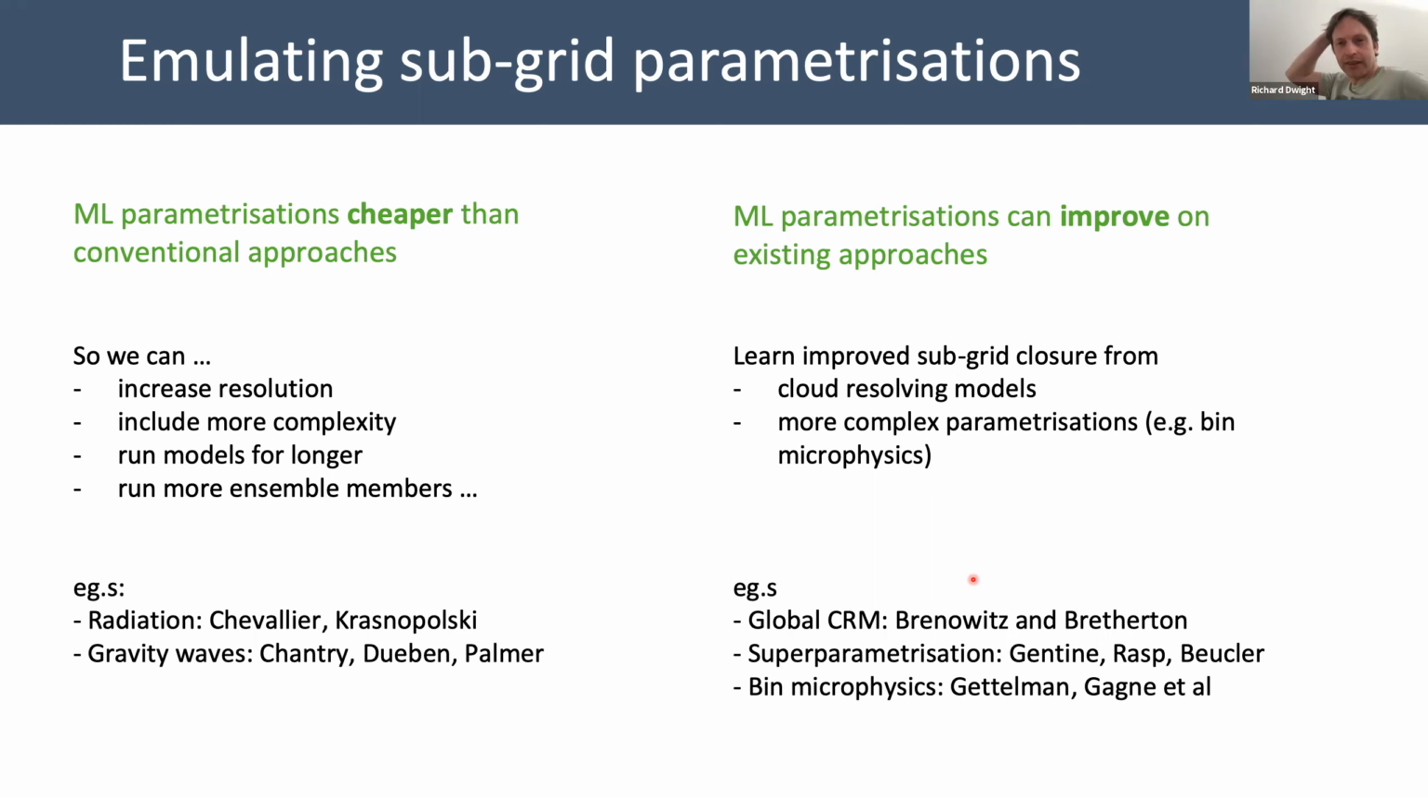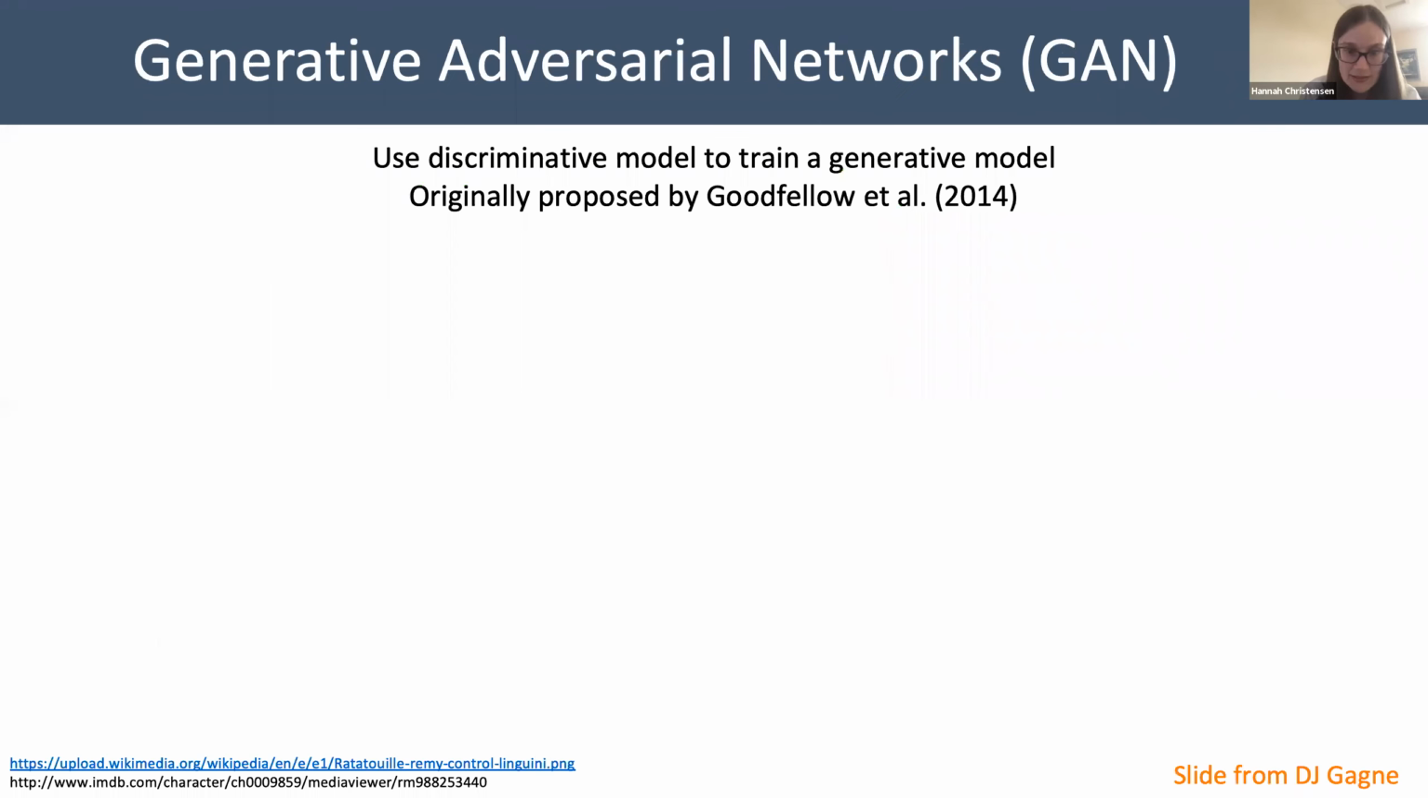Is this Churchfield guy? Yeah. So where's my GAN slide? Here we go. So Goodfellow. He has a fairly recent arXiv paper which is like a tutorial, and he discusses some of the limitations, and this is one of the big ones.